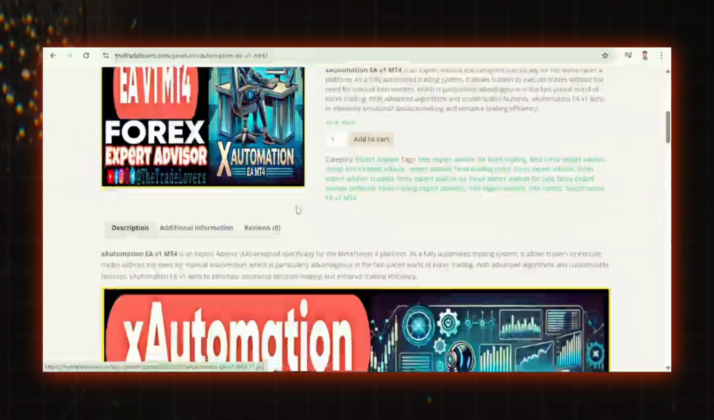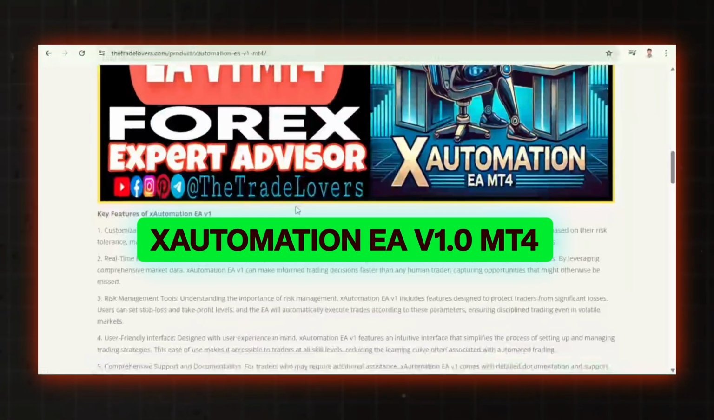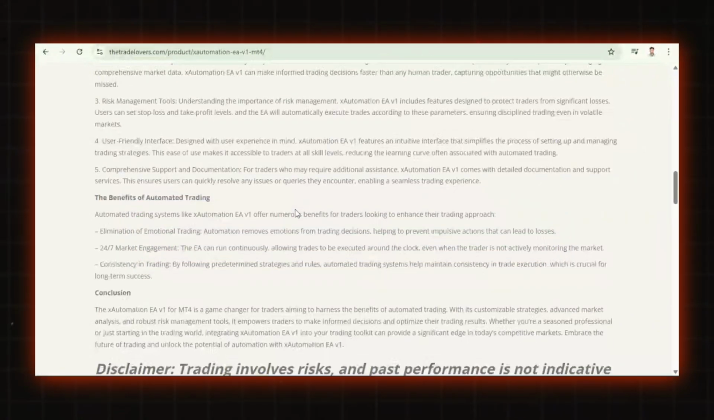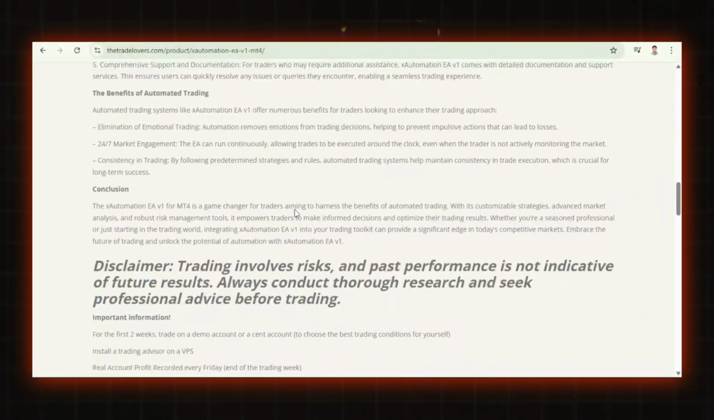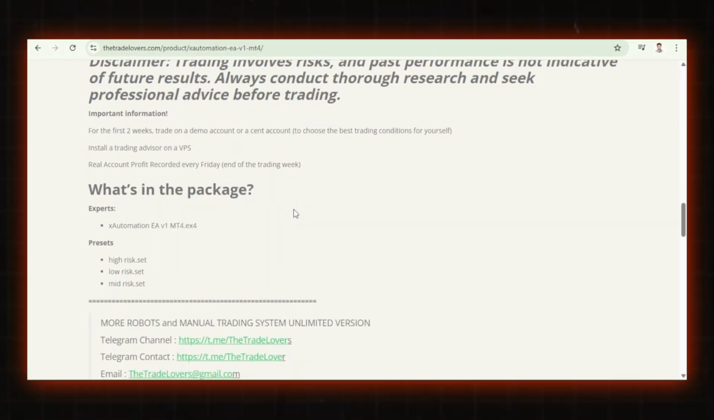Welcome back, traders. Today we're reviewing xAutomation EA V1.0 MT4, a powerful automated Forex robot originally priced at $749, now available absolutely free from YoForex Premium.